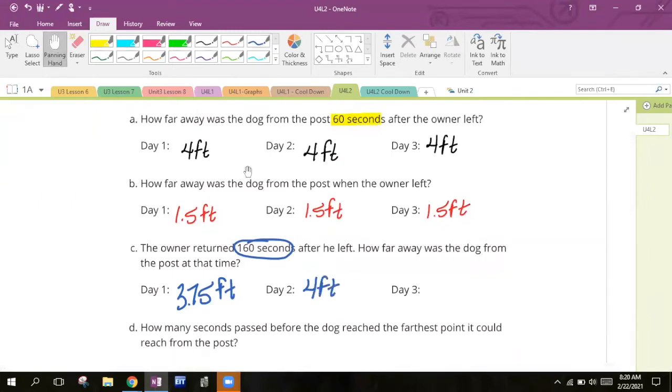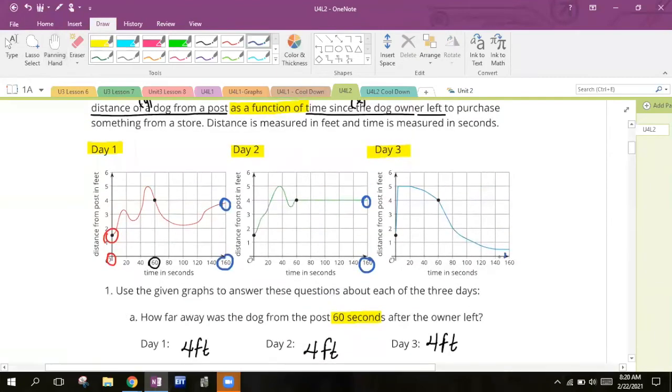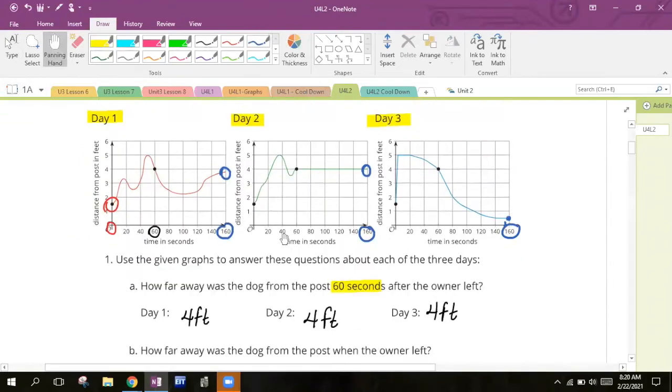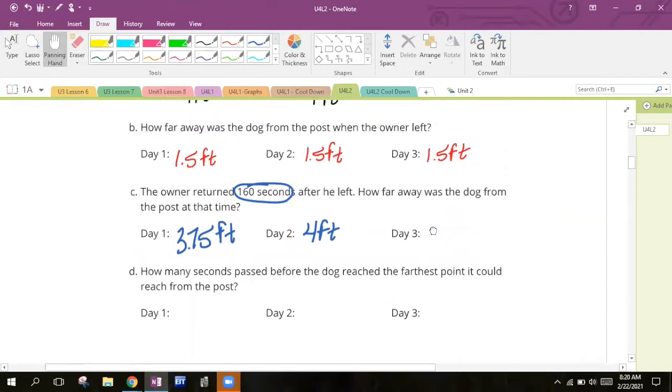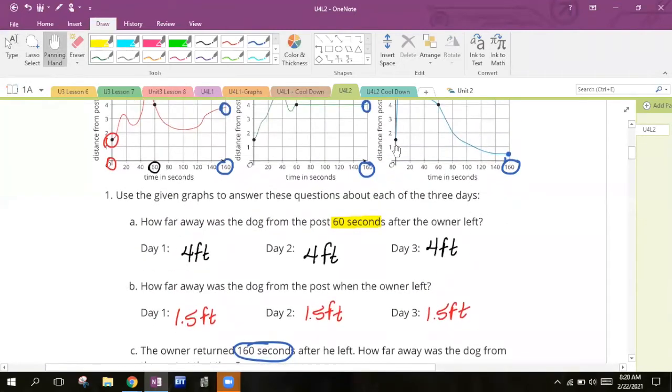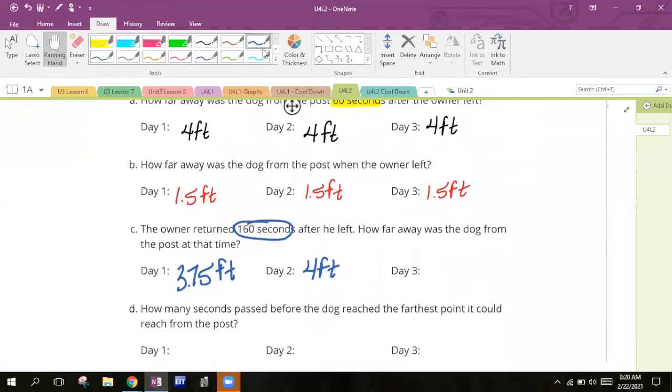All right, and then day three, 160 seconds. He was about right there, which is where? 1 foot. It wasn't exactly 1 foot. It was a little below it. About 1 foot would be where? That line. It's about right there. So what do y'all think? Half a foot. Okay. Got half a foot. Good. Hopefully y'all are all getting that so far.